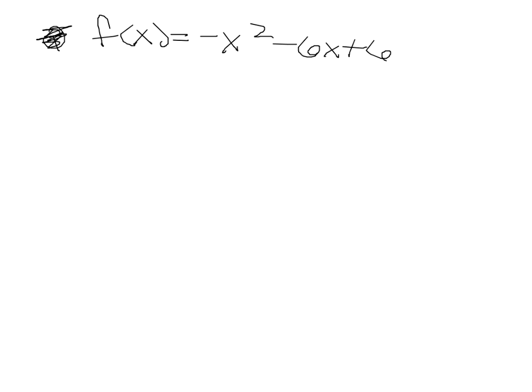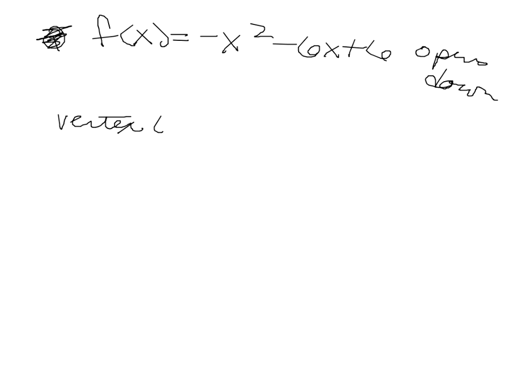Okay, so we're going to do quadratic functions. Another one in general form. So I have f of x equals minus x squared minus 6x plus 6. This parabola opens down. Okay, so I need to find the vertex.